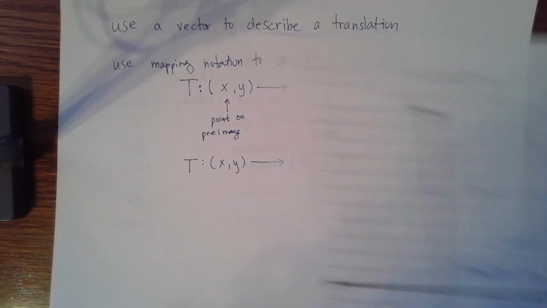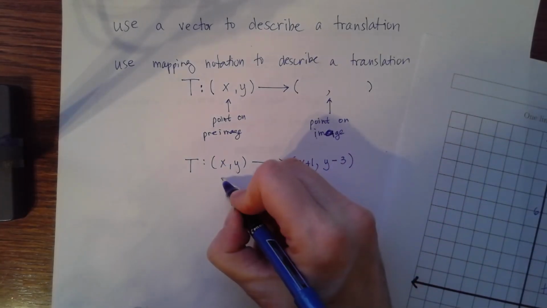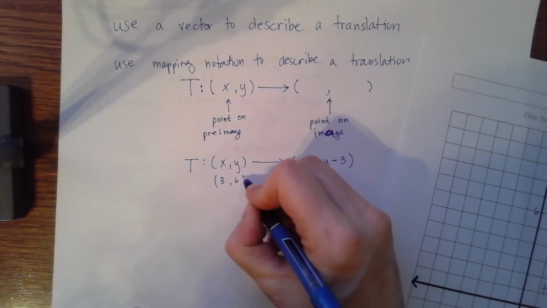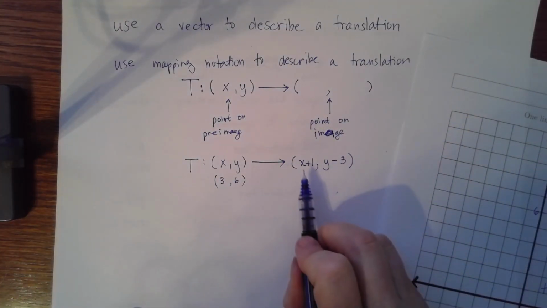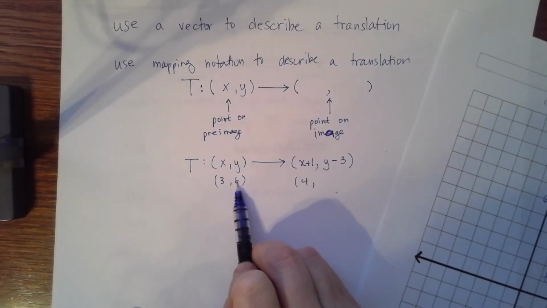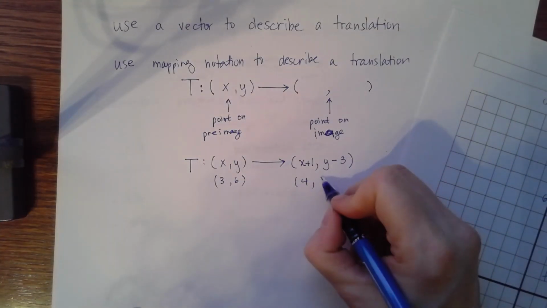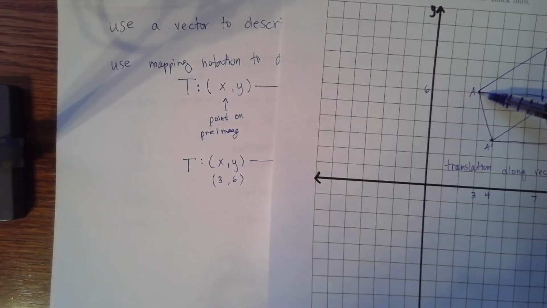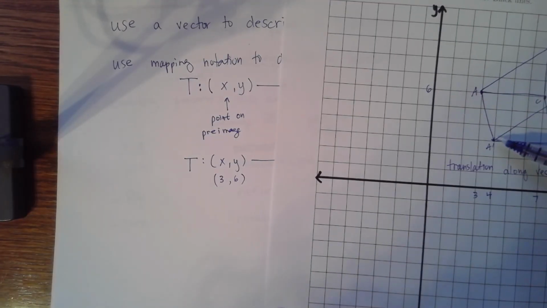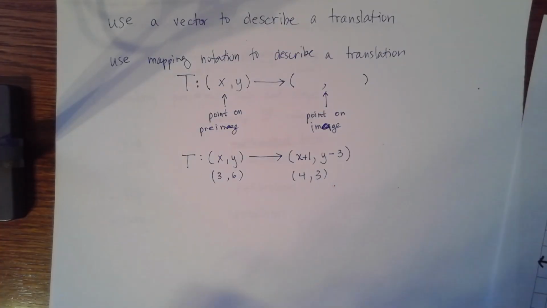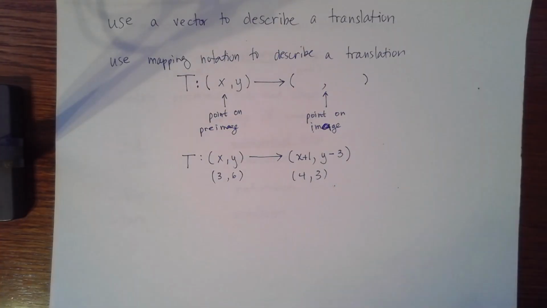Okay, so this is saying, all right, well, when X is 3 and Y is 6, then in my pre-image, that's going to turn into X, which is 3 plus 1, which is 4. And then 6 here, so 6 minus 3 is 3. So it's saying that the point (3, 6) in the pre-image will become the point (4, 3). So that's my (4, 3) in the image. Okay. So hopefully that notation makes sense.